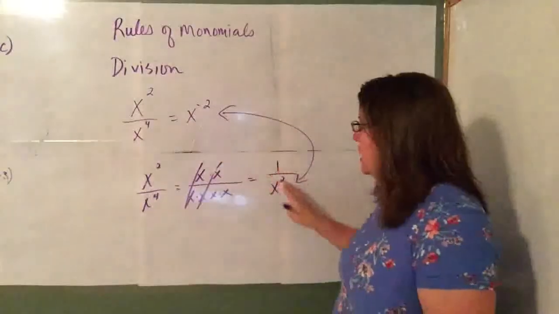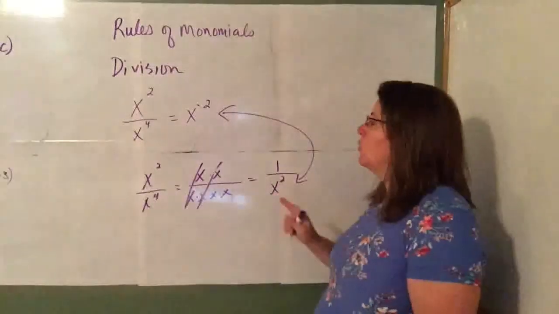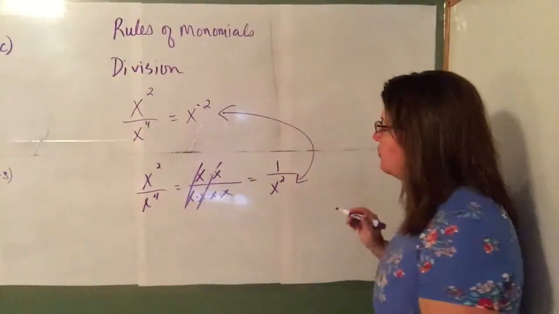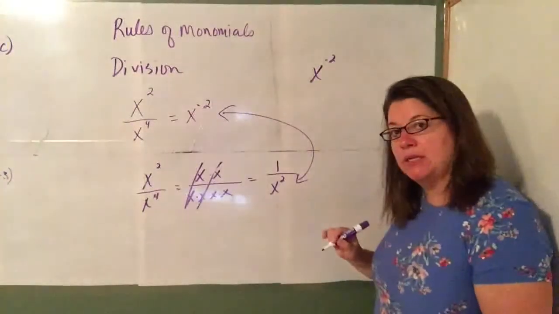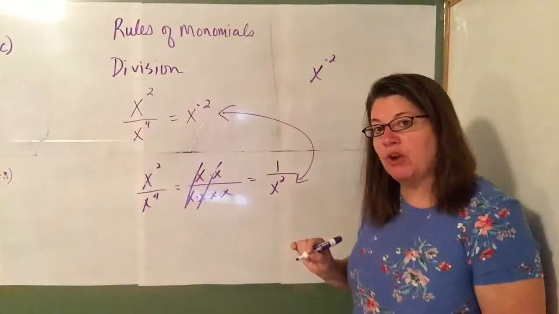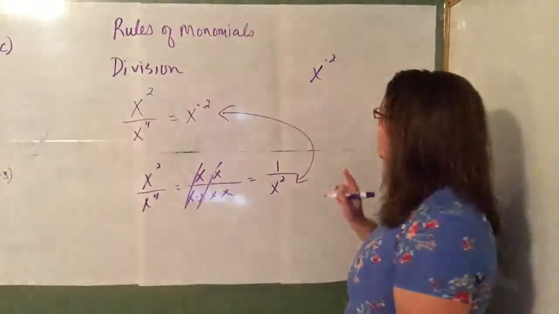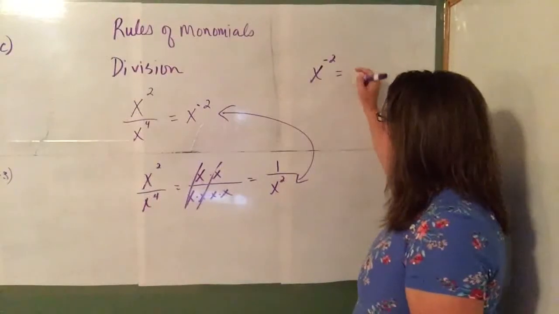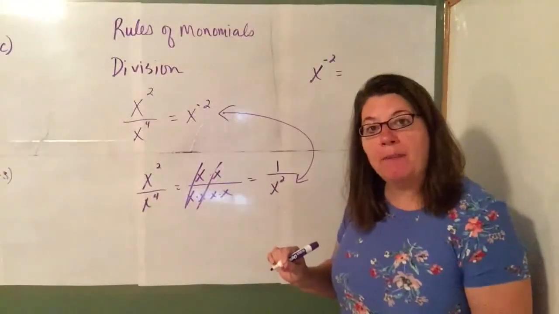So these two things must be equal, and they are. And another rule for negative exponents that you need to understand is if you have a negative exponent, you're not allowed to have negative exponents in your answer. So in order to get rid of the negative exponents, what you're going to do is take that negative exponent, change it to a positive, and put it in the opposite position.